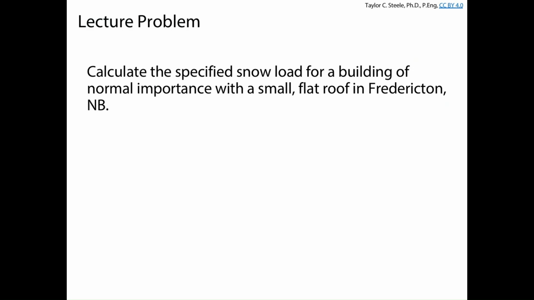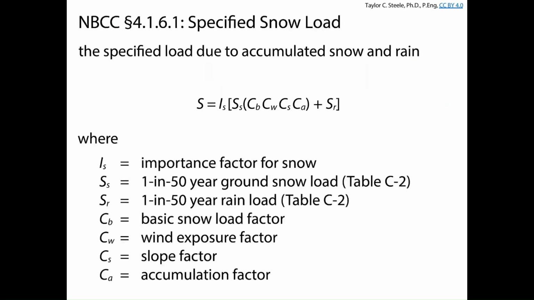Okay, so here was: calculate specified snow load for building of normal importance with small flat roof in Fredericton. There's an equation that we've been working with, and that's this one. S is the factor times, in brackets, ground snow times a bunch of factors plus rain load. And what we need to do is figure out what these factors are going to be and why we're going to use those factors.